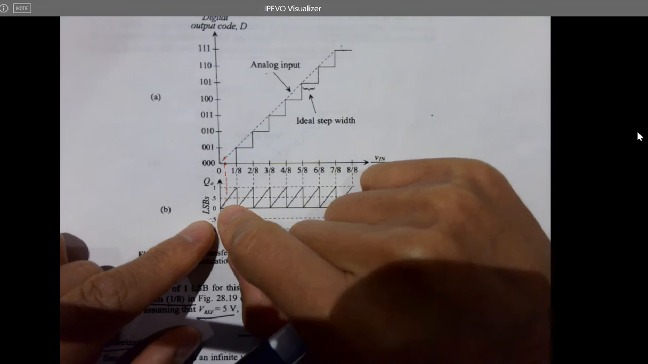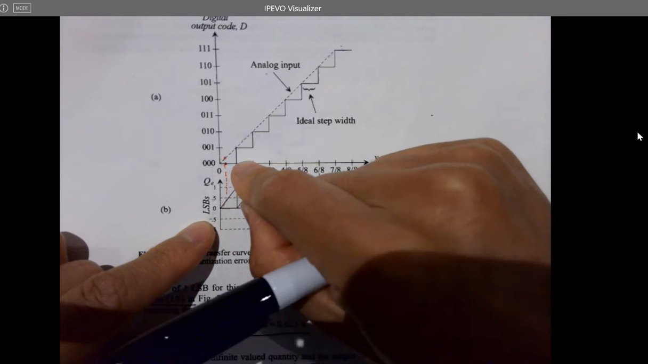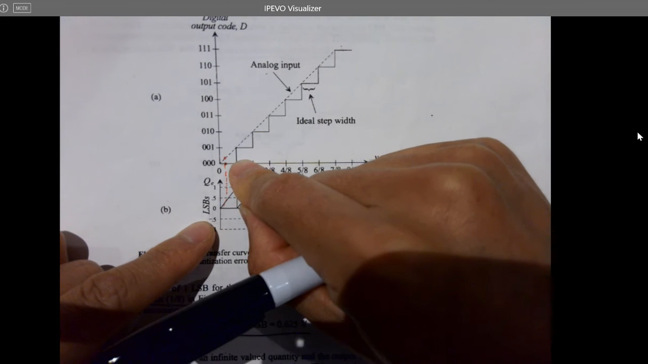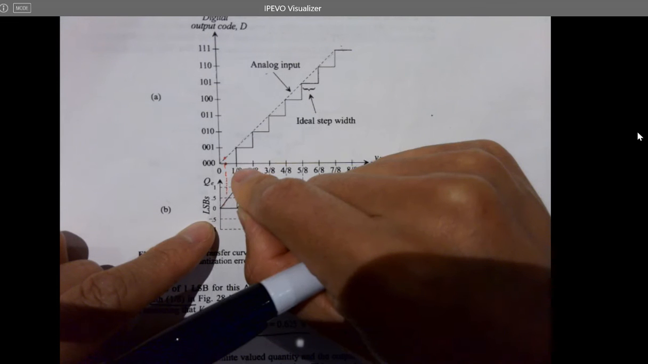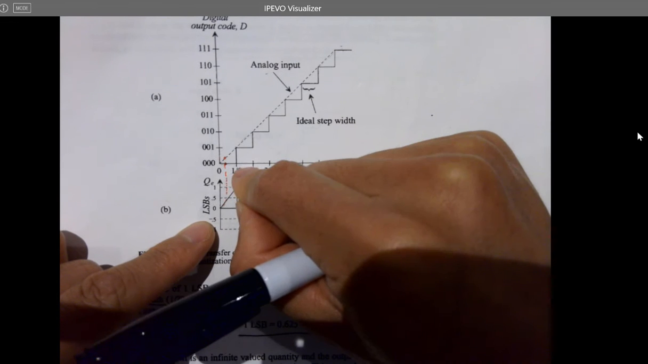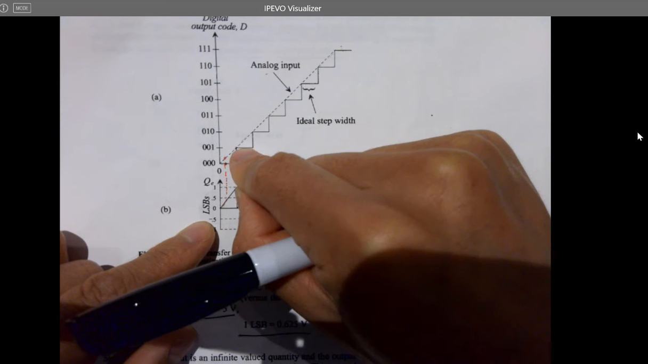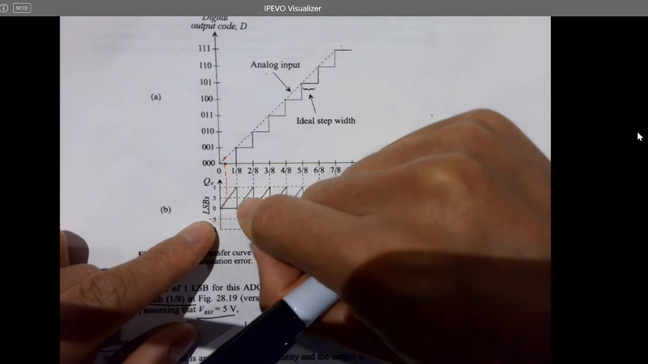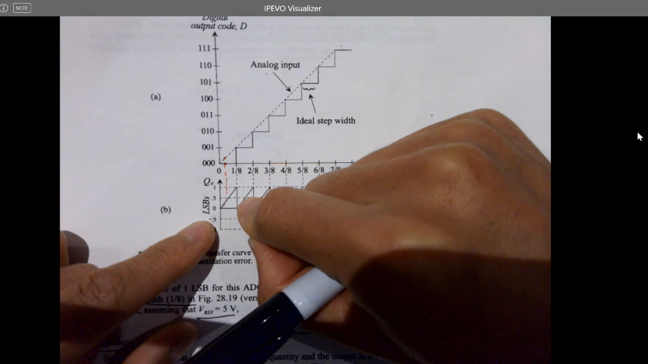This is a quantization error from 0 to this point. You can see it's increasing until it reaches this point. The output of the ADC is triggered. It jumps to this value. The quantization error just gets back to 0. It matches.